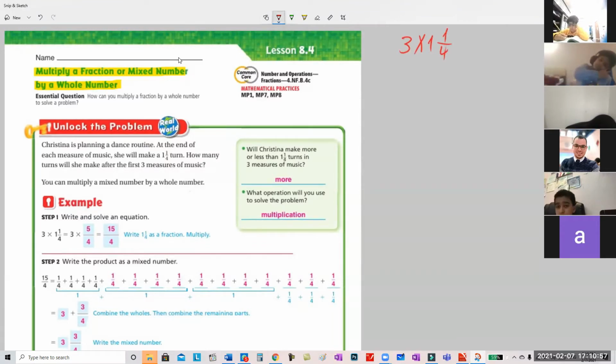Okay, now let's move to step 1. Step 1. Let's change the mixed number into a fraction. Okay, how can we change the mixed number into a fraction? 1 and 1 over 4. How can we change it into a fraction?